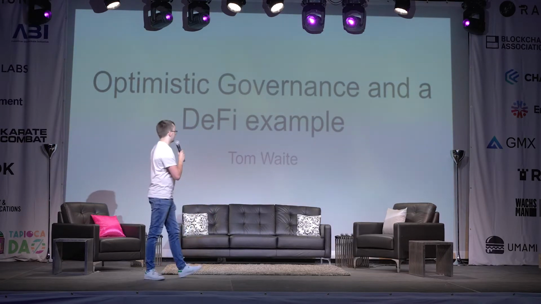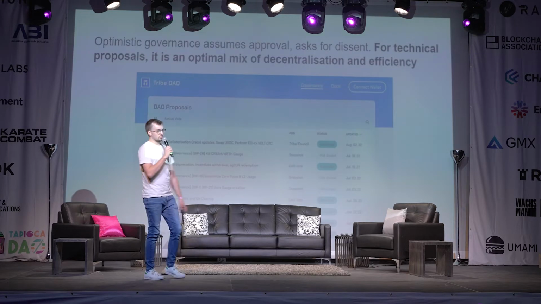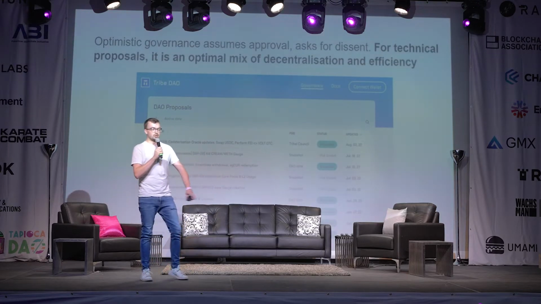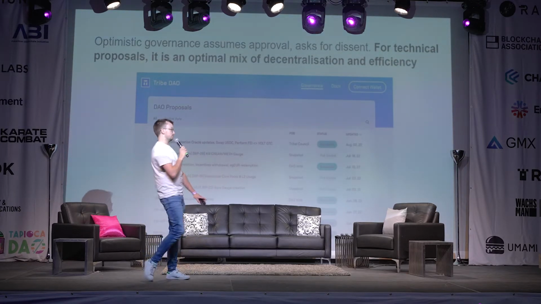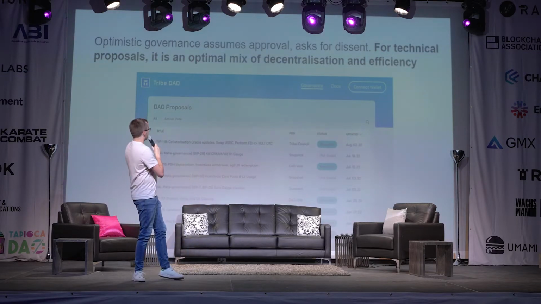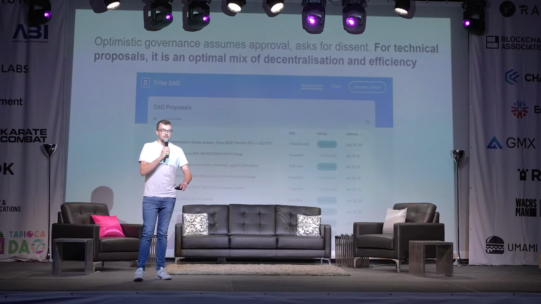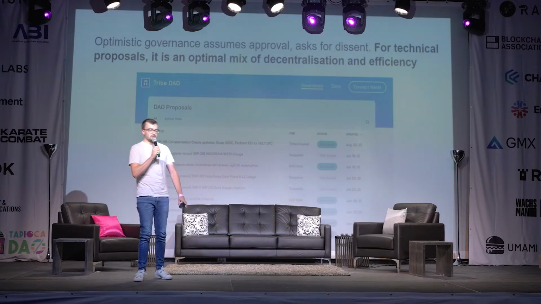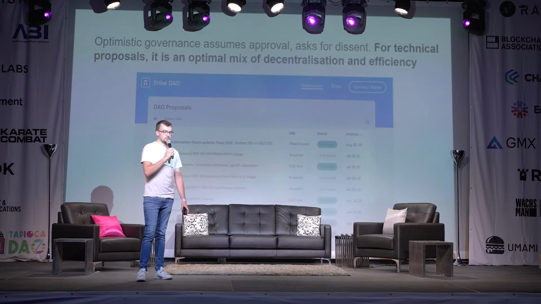So let's go. It's always good to start with what the takeaway is. The takeaway from this, if you get nothing else, is what is optimistic governance and why is it useful? Optimistic governance is a way of governing a DAO, a decentralized autonomous organization. And basically when you have DAOs, you normally create a proposal, the community votes on it, and then it goes through and gets acted on.